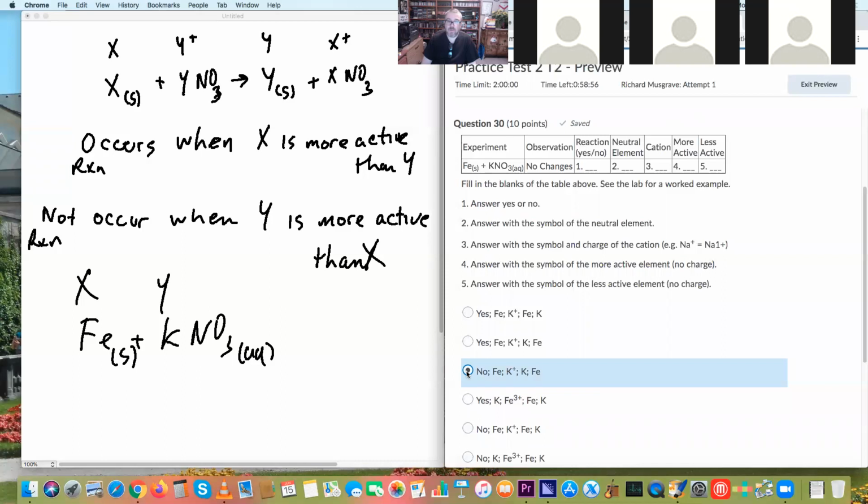And again, you know that K is more active because a reaction did not occur. And we know that from the observation. So you always know when a reaction is occurring and when it's not occurring. Okay. All right. Do you have any other questions about that, Ashley? I'll do another example.